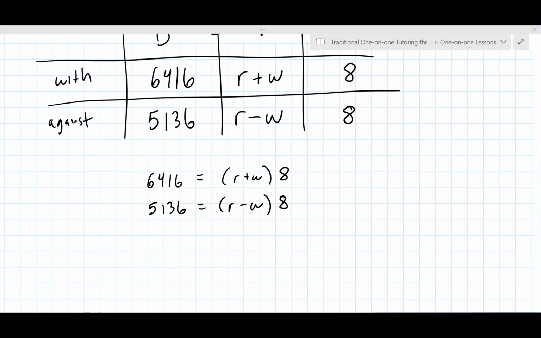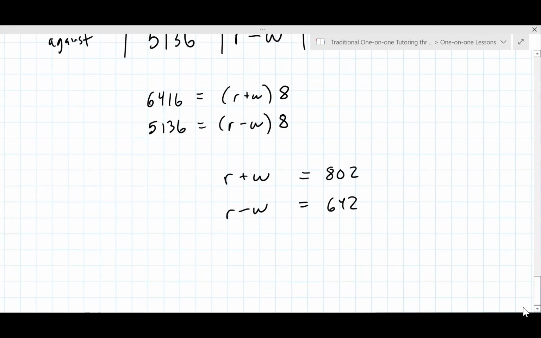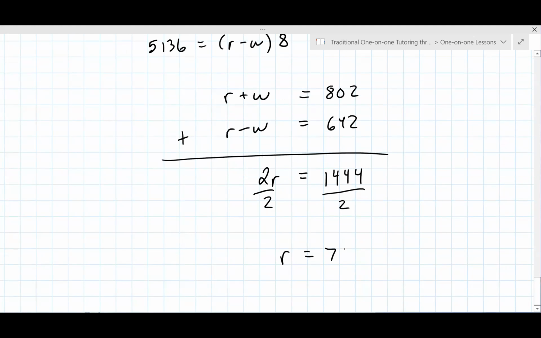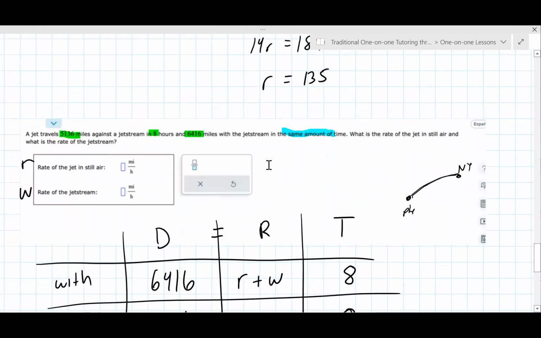Let's see. The first one, the answer is 802. Good. And the second one, 642. You can see my preference is to put the numbers on the right, to make it easier. It's more what we're used to. Now you add up vertically: 2R equals, and then add these up, 1,444. Divide by 2: 722.